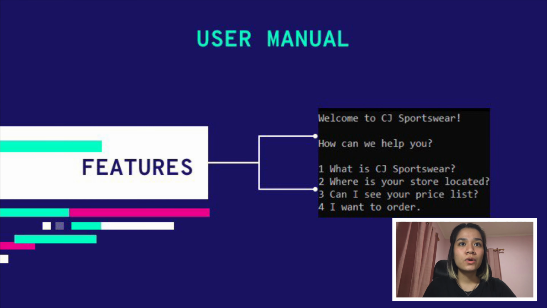So here, we are going to discuss the user manual of CJ Sportswear online order system. Firstly, what is CJ Sportswear online order system? This is a program that will serve as an online order system for the business wherein it will calculate the total cost of the customer purchase based on their orders. It has different features like information about what is CJ Sportswear, where the store is located, the price list of the products, and an option for placing your order.